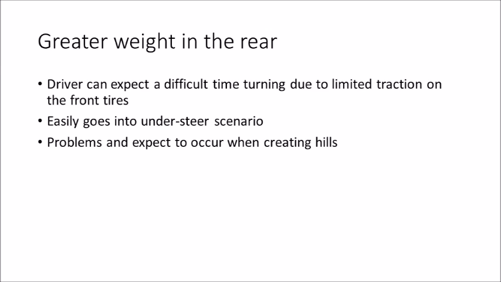Now we're going to talk about greater weight in the rear of the vehicle. A driver can expect a difficult time turning the apparatus due to limited traction on the front tires, because the weight in the back is pulling the weight off the front tires. These vehicles can easily go into an understeer scenario because of loss of traction in the front tires because of the weight in the rear. These problems can be expected to occur when cresting hills or going over a bump.